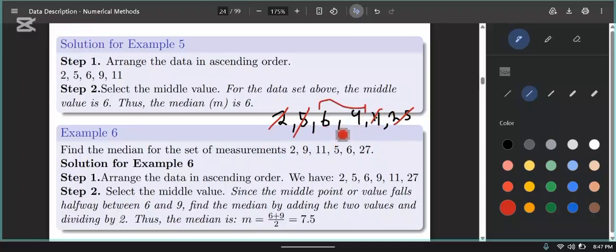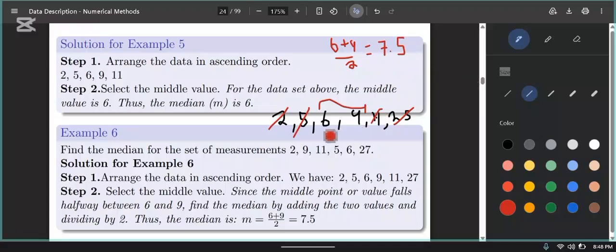So what do you do? Since there are 2 numbers, you simply add them, divide by 2. Nine plus 6 is 15. Why are we dividing by 2?